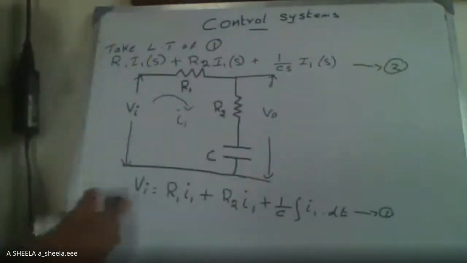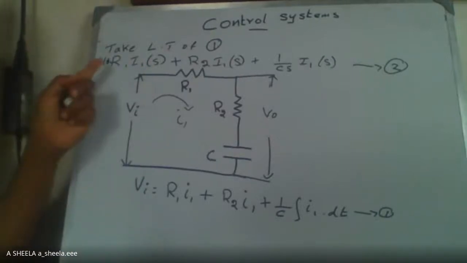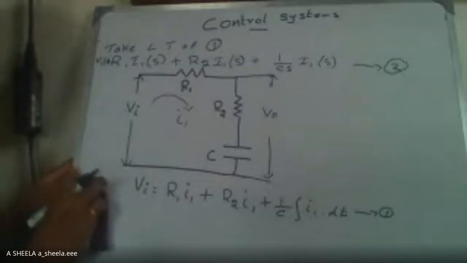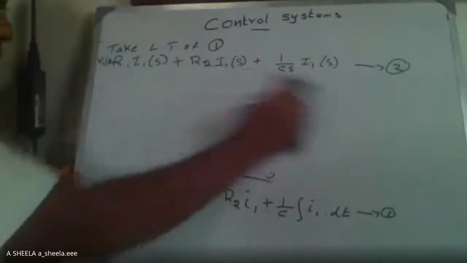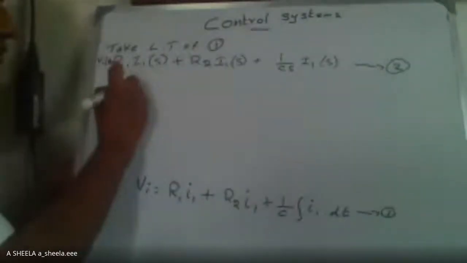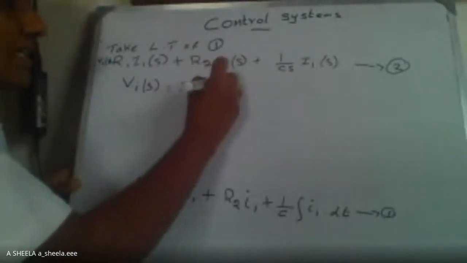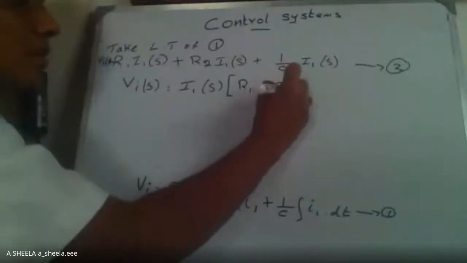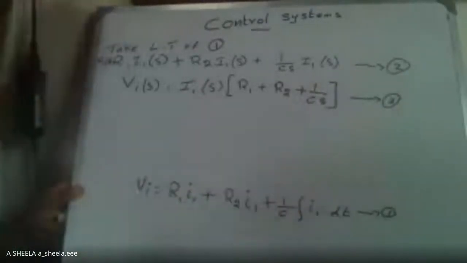On the right hand side we have Vi. So Vi of S is equal to R1 I1 of S plus R2 I1 of S plus 1 by Cs I1 of S. In this equation, we can take I1 of S as the common term, which can be written as R1 plus R2 plus 1 by C into S. Number this as the third equation.